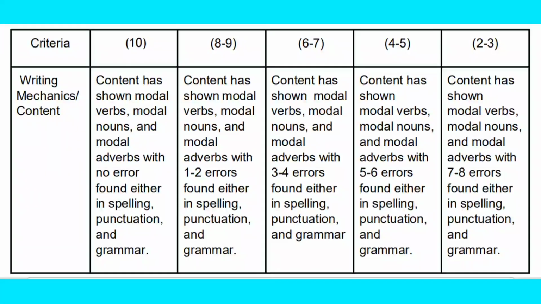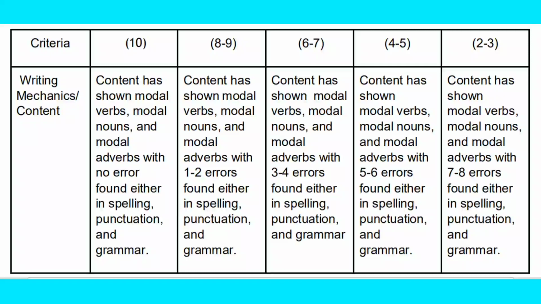Criteria: writing mechanics and content. 10 points. Content has shown modal verbs, modal nouns, and modal adverbs with no error found either in spelling, punctuation, and grammar. 8 to 9 points. Content has shown modal verbs, modal nouns, and modal adverbs with 1 to 2 errors found, either in spelling, punctuation, and grammar.